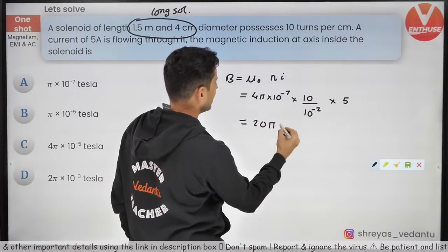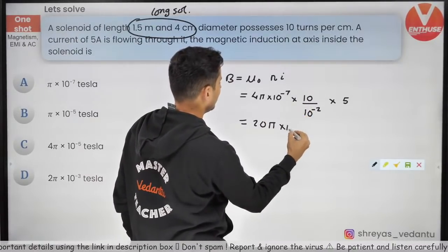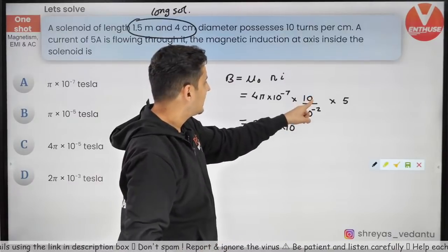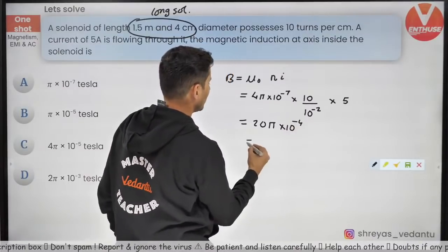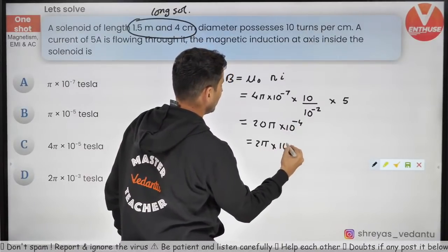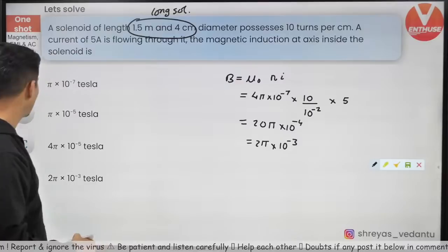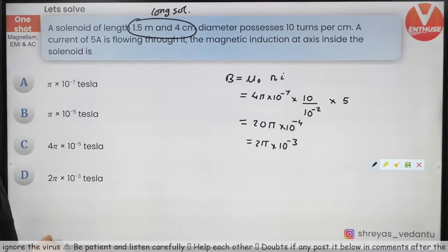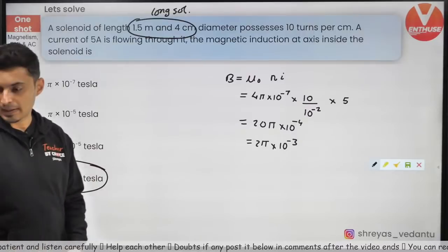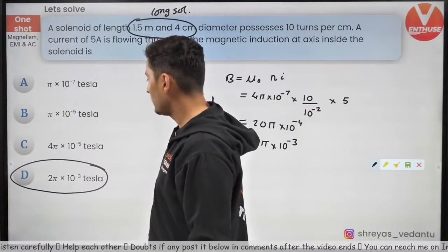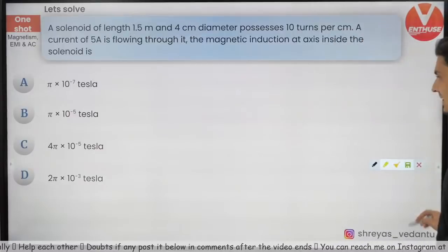And you have this pi. And this will become 10 to the power 3, 10 to the power minus 7 and 10 to the power 3, 10 to the power minus 4. So this will become 2 pi into 10 to the power minus 3. So do we have 2 pi into 10 to the power minus 3? Yes, we have it. Option D. Option D. Correct. Perfecto. Many of you got option D. I can see that.